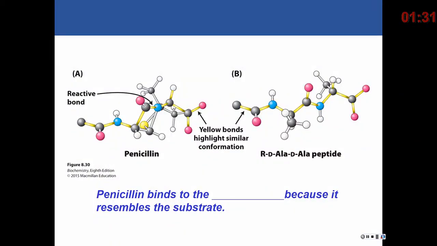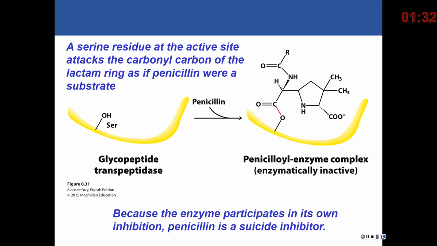Again, these yellow bonds are similar conformations. So here's our penicillin, and this is the structural piece in the cell wall. This is a D-alanine peptide, and penicillin mimics that, and it comes right in. By mimicking that, it's looking structurally similar. So is it going to be a competitive inhibitor or non-competitive or uncompetitive or mixed? Competitive, yeah. And not only is it competitive, but it's also considered a suicide inhibitor.